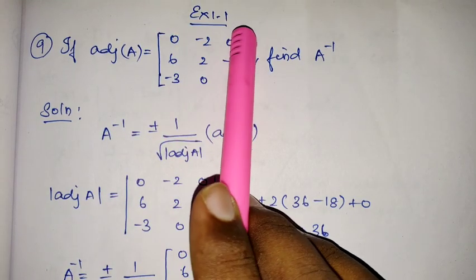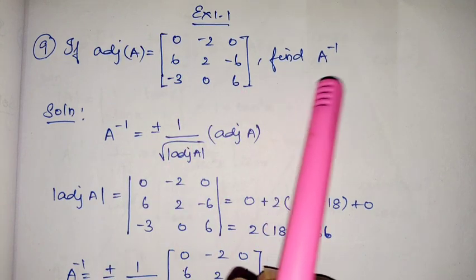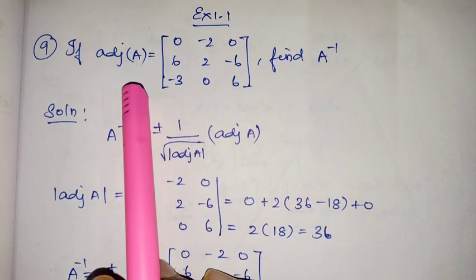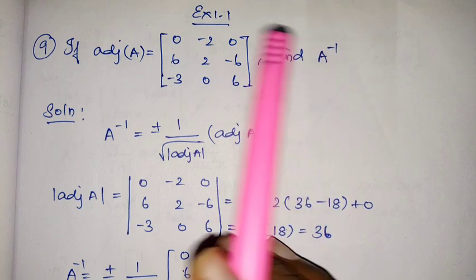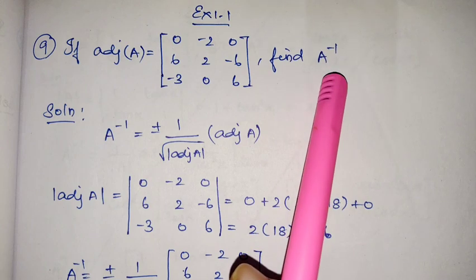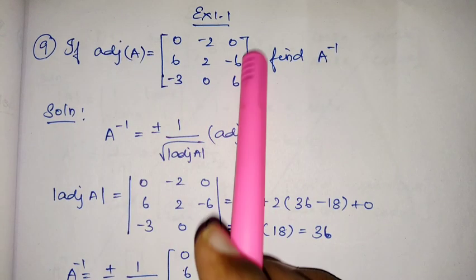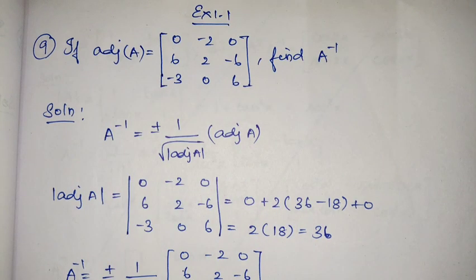Exercise 1.1, sum number 9. Here adjoint of A is given and you are asked to find A inverse. Suppose A is given and you are asked to find A inverse, it's very simple, but adjoint of A is given. You know the formula for A inverse is 1 by determinant A into adjoint A. Adjoint A is already there, but to find the determinant of A, we don't have any value.